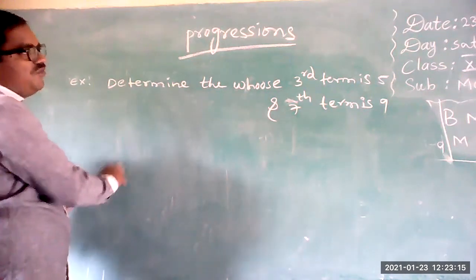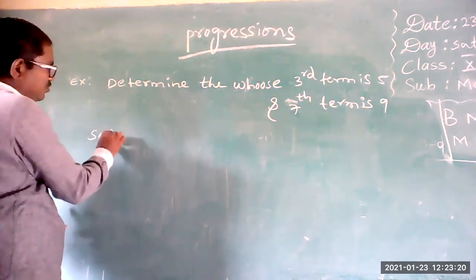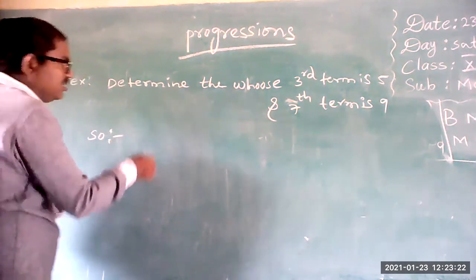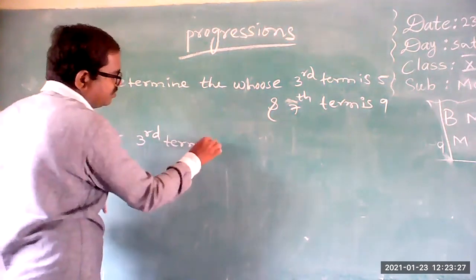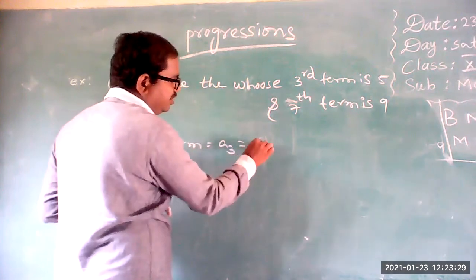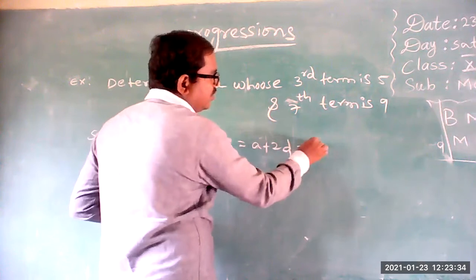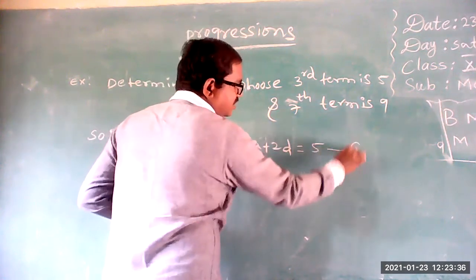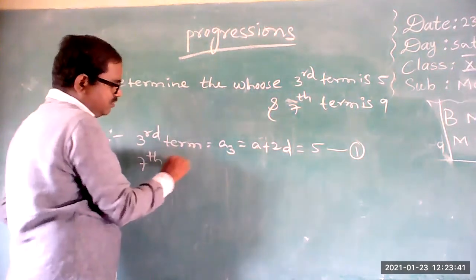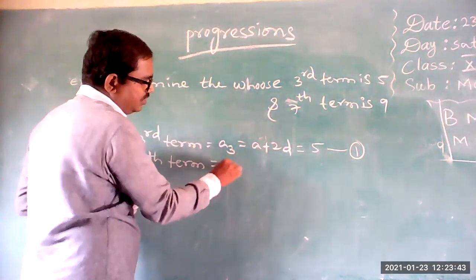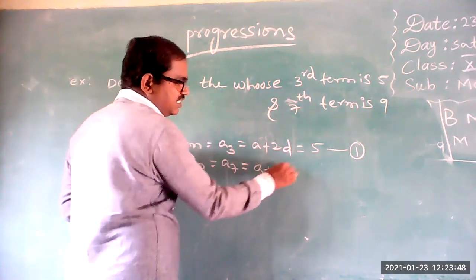Okay. First, the third term. Third term means A3. A3 is equal to A plus 2D. A plus 2D is equal to 5. This is the first equation. Next, the seventh term. The seventh term is A7, and A7 means A plus 6D.